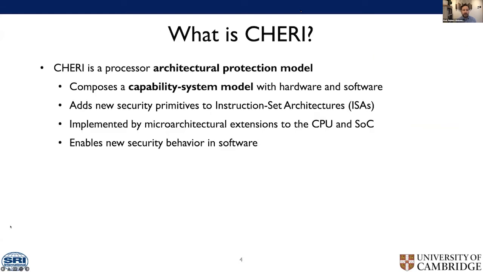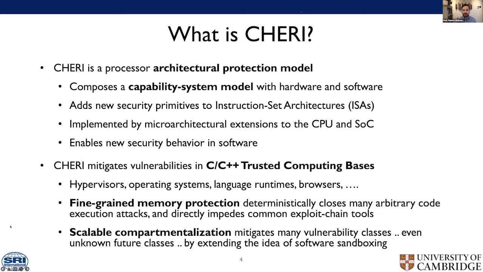So what is Cherry? Cherry is a processor architectural protection model. You'll notice throughout this talk, I'll use the term architecture. I'll be referring to the instruction set architecture of a processor. It composes an idea, something called a capability system model, with the hardware and software running on the computer system. And what we do is we add new security primitives to that instruction set architecture, new instructions that we can use and new data types. And then this is implemented by the microarchitecture, or the hardware inside the processor and the broader chip. And this is going to, with any luck, enable new security behavior in software that runs on top.